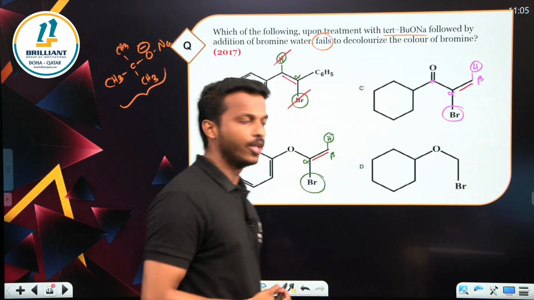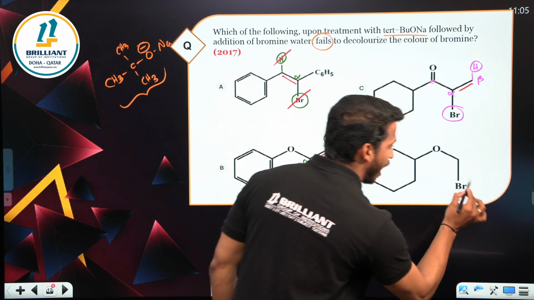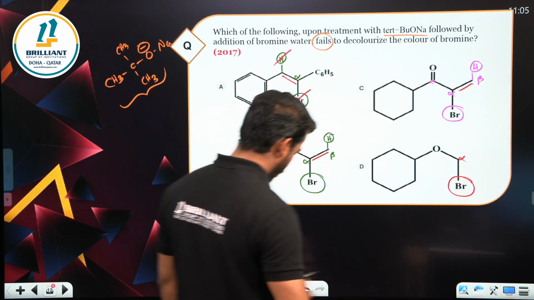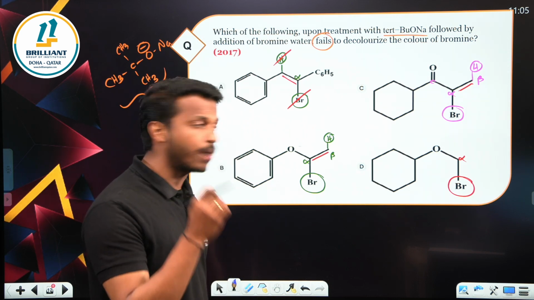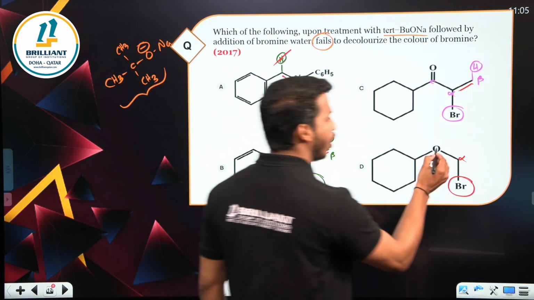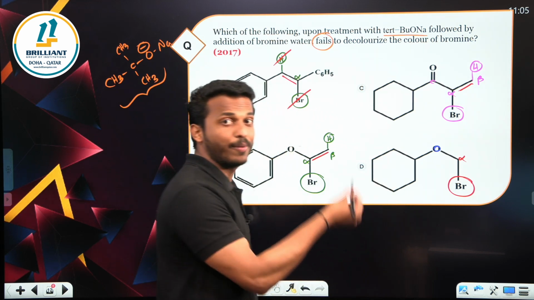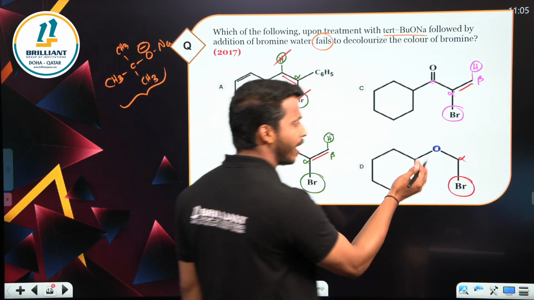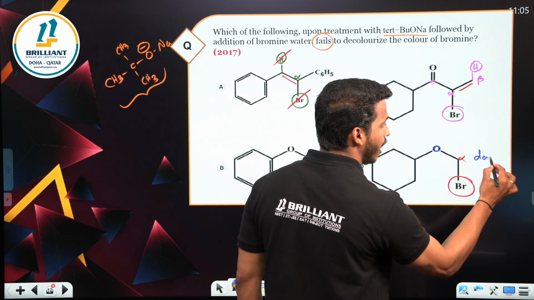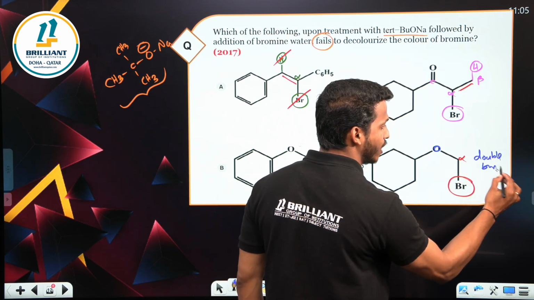What about option D? Let me take halogen from this alpha. Is there any beta carbon on this group, dear all? It's not carbon, it's an oxygen. So there is no hydrogen on this one, right? So here we cannot prepare a double bond. Yes or no?